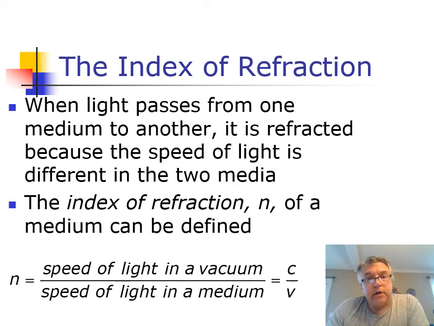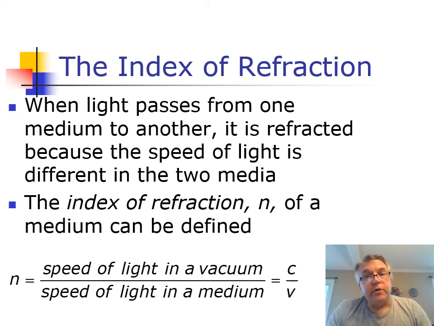As I mentioned, light will travel at different speeds in different mediums. We know in a vacuum that light will travel at 3.00 times 10 to the 8th meters per second. That is our universal speed limit according to our friend Mr. Einstein.